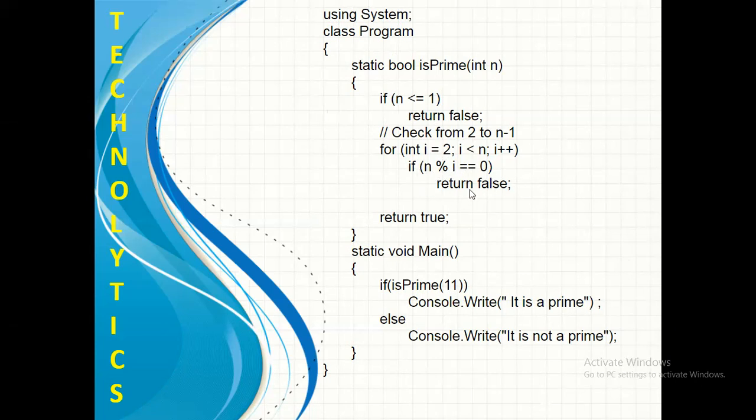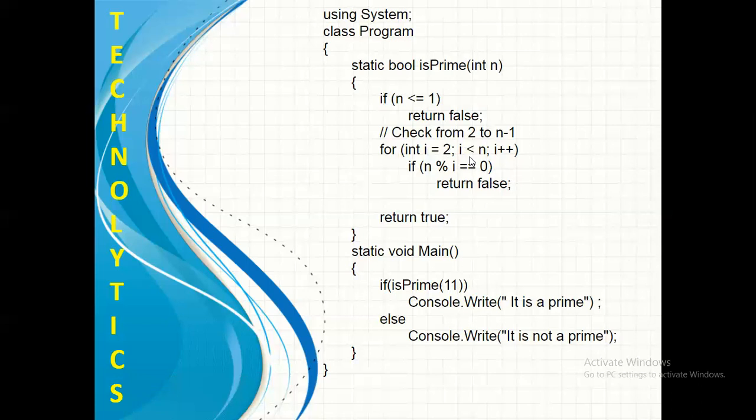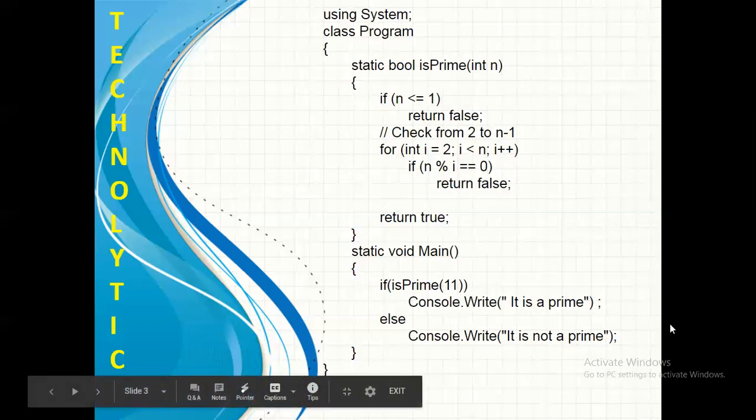In each step, it will check whether the remainder is 0. How are we getting the remainder? With the percentage operator, which is nothing but the modulus operator that gives us the remainder. If the remainder is 0 in any of these 8 cases, it will return the value false. False means it is not a prime. Since it is divisible by one of these numbers and is not fulfilling the criteria of a prime number, it is not a prime number.